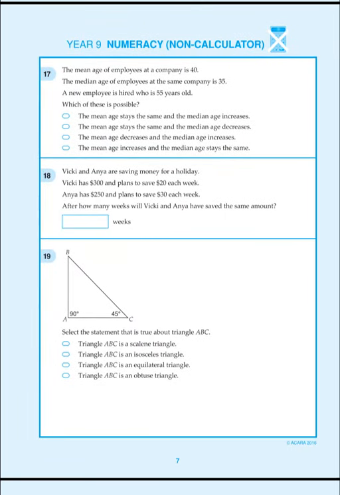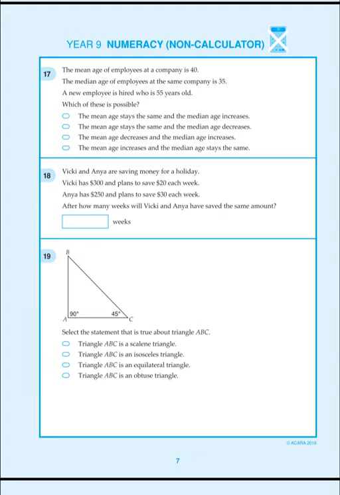Okay, question 17. The mean age of employees, so mean is average, is 40. The median age, so the middle number, is 35. A new employee is hired who is 55. Which of these is possible? So if the mean was 40, and the median was 35, and we've picked a number that's higher than both of them, then both of them should go up. So it's saying which of these is possible.